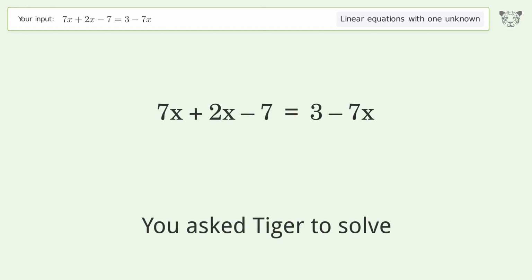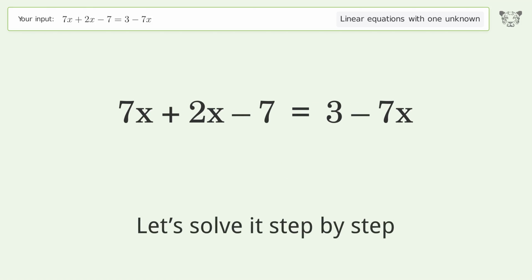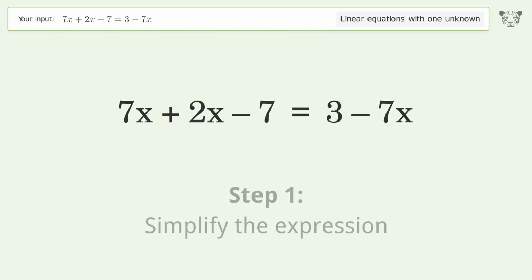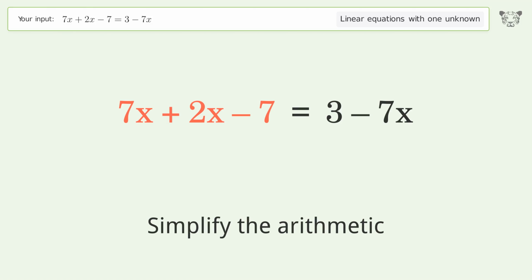You ask Tiger to solve this, which deals with linear equations with one unknown. The final result is x equals 5/8. Let's solve it step by step. Simplify the expression. Simplify the arithmetic.